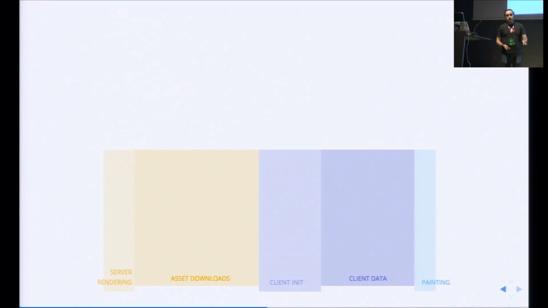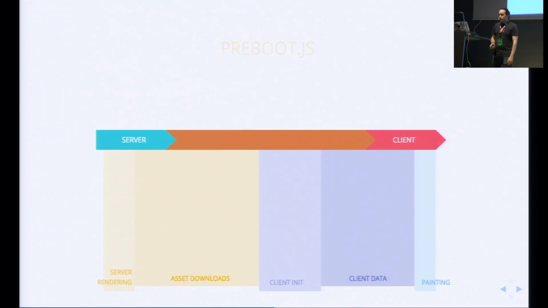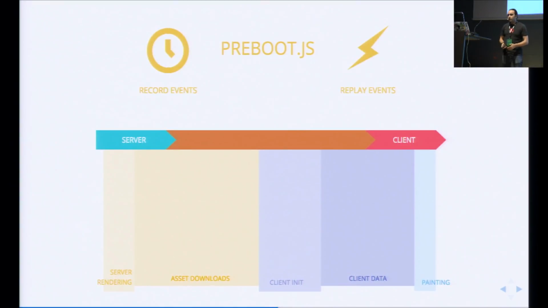So what Universal adds to this server-side rendering static file is something called Preboot.js. Preboot.js is a small JavaScript file we send alongside the generated HTML file. And this script records every event that happens in your page. And you can configure it. You can tell it, listen to this event, and this event, but not this one, and so on.